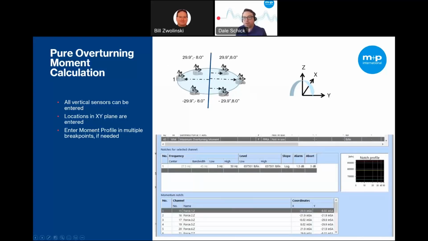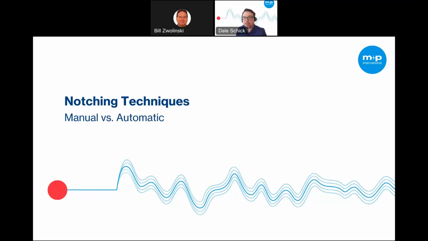So prior to this type of force limiting testing, engineers had to limit the force of input by using a manual notch or shaped input profile. And here we will look at this technique of manual notching and compare it to the automatic method.